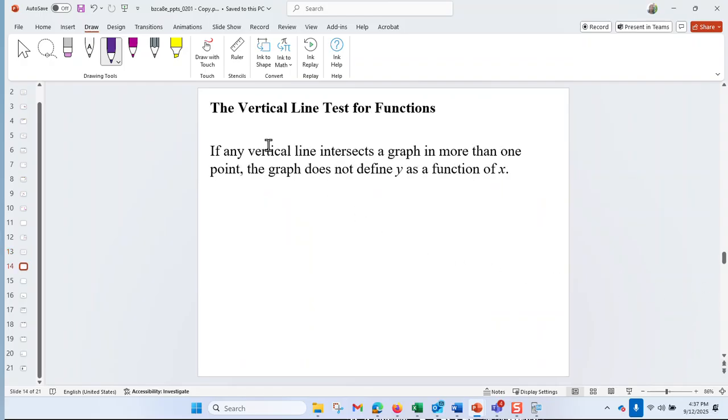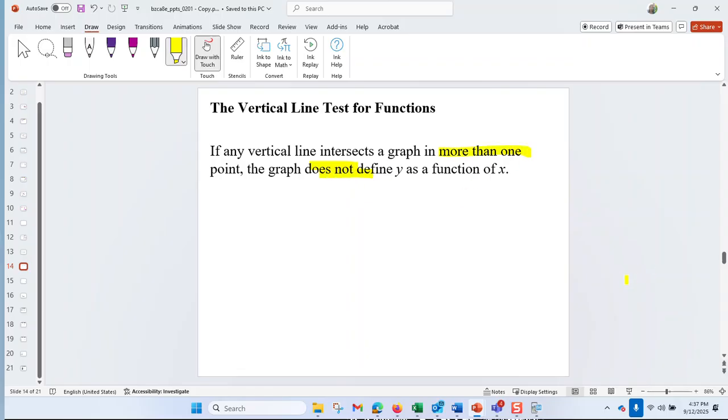What's the vertical line test for a function? As I mentioned earlier, if any vertical line intersects a graph in more than one point, then the graph is not defined as a function. Okay, so that's called the vertical line test. This is not a function if you have a connection at more than one point.